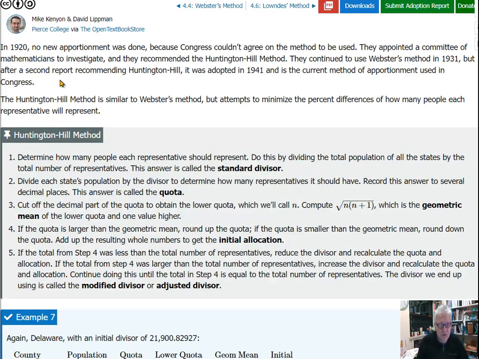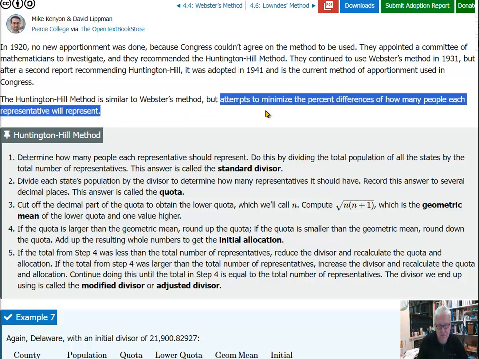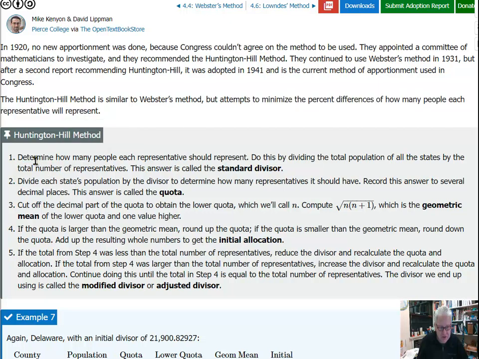This is a website at libretext.org for a math book that covers apportionment. And this is a description of how the Huntington-Hill method works, what's called the method of equal proportions. So the Huntington-Hill method attempts to minimize the percent differences of how many people each representative will represent. And I will try to show that in my Excel sheet for the couple of examples that I have planned. I'm going to go through these 4 steps here.